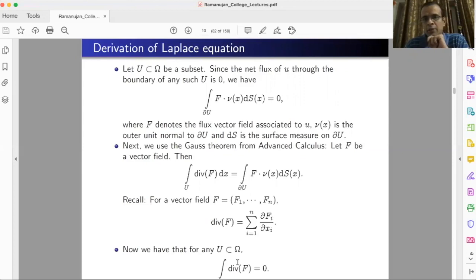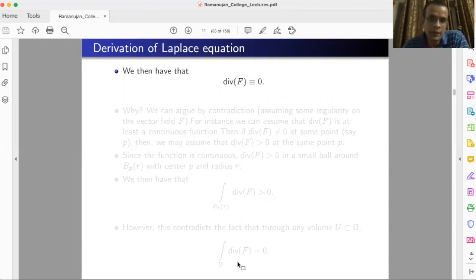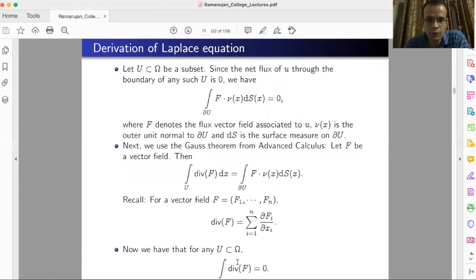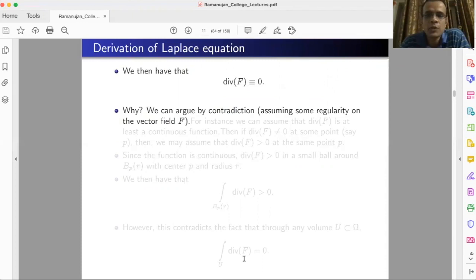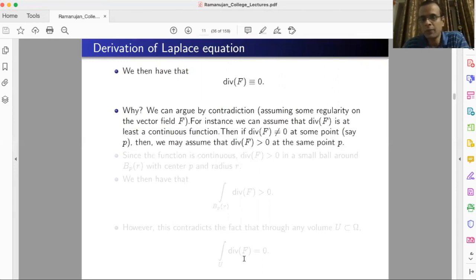Okay, so as promised, let us see why this is the case. Why is it true that if the integral of the divergence of F is equal to zero for any U contained in omega, then the integrand itself is equal to zero? We can argue this by contradiction, and for simplicity, let's assume some regularity on the vector field F. For instance, we can assume that the divergence of F is at least a continuous function. So let's argue by contradiction. Suppose the divergence of F is not equal to zero at some point, let's say P, then the divergence of F is not going to be equal to zero in a neighborhood of P.